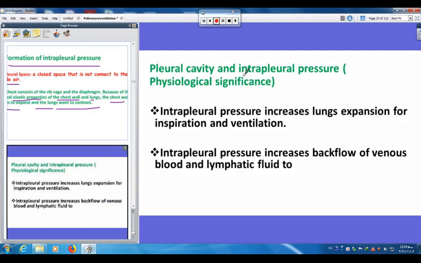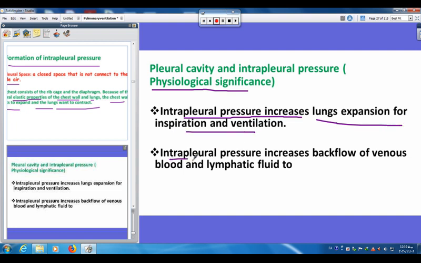Pleural cavity and intrapleural pressure. What is its physiological significance? Intrapleural pressure aids lung expansion for inspiration and ventilation. Also, intrapleural pressure increases the backflow of venous blood and lymphatic flow to the heart.